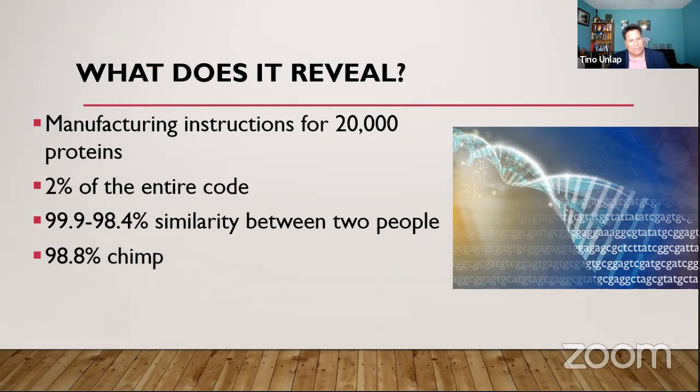And so the third thing that we learned from this is that two people that are not related are only different in this code by 0.1%. Fascinating, isn't it? 0.1%, which means that two individuals that are not related are 99.9% similar in the code.